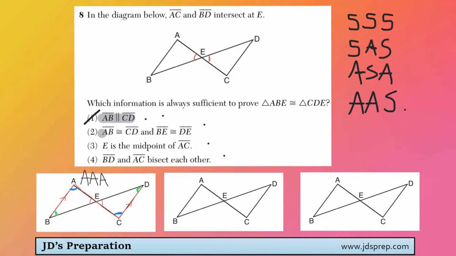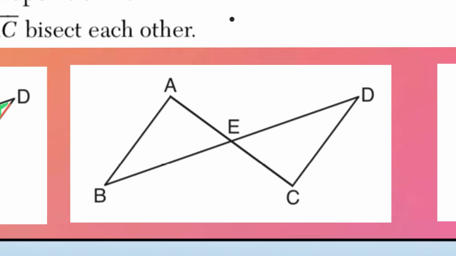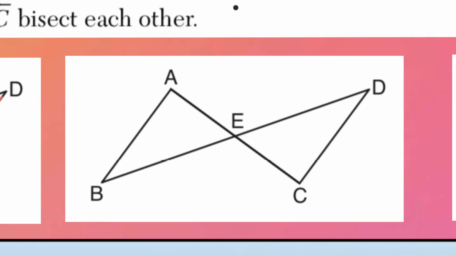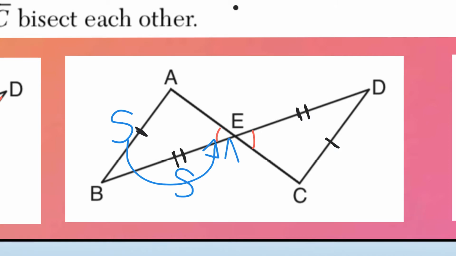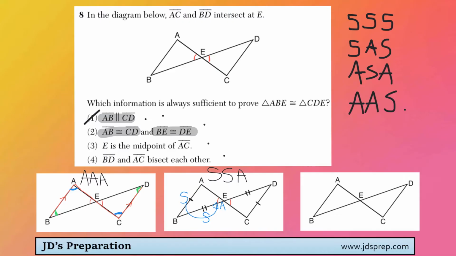Option 2 states that AB is congruent, or the same length as CD, and BE is congruent to DE. So let's go ahead and zoom in here on this next chart and work this out. So again, these two angles are the same. And we've been told that AB is the same length as CD and BE is the same length as DE. So taking a look at the pattern here, this is an example of side, side, angle. So that is not helping us to prove congruency.